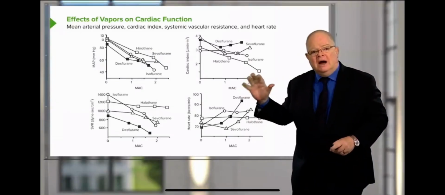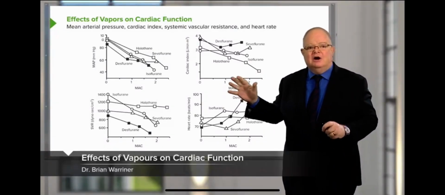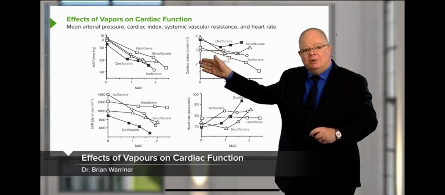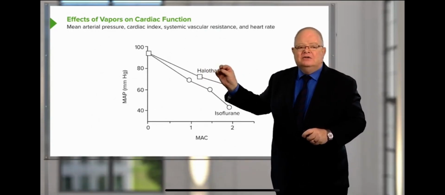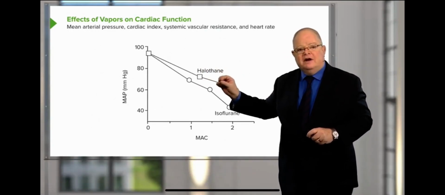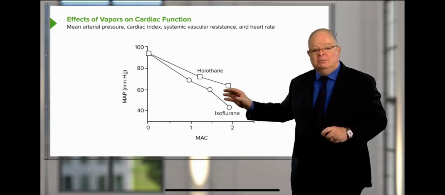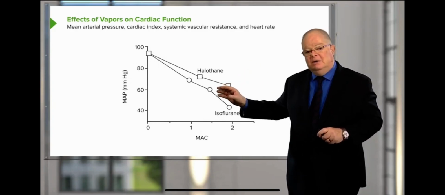This graph gives you an idea of how the vapors affect cardiac function. On the upper graph to the left, you can see how mean arterial blood pressure is affected by the vapors, and basically all of them cause a decrease in blood pressure, or at least mean arterial pressure.